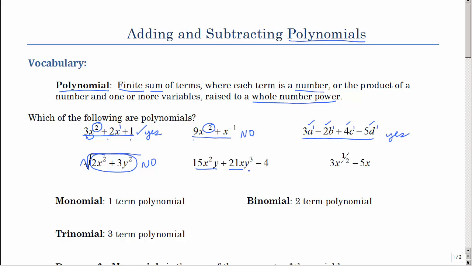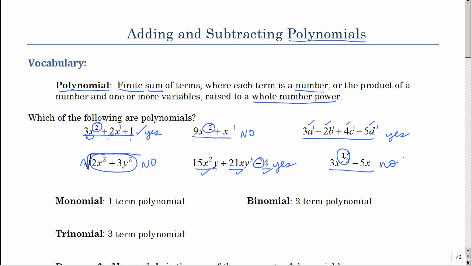This one, we have 1, 2, 3 terms. We have some just constants. Now I know it says sum, but remember subtraction is really the same as adding a negative. So sum or difference is okay. So yes, this is a polynomial. What about this one? No, because you have a fraction exponent. We haven't learned about those yet, but they're coming up. So it's not a whole number exponent. So that would be no.